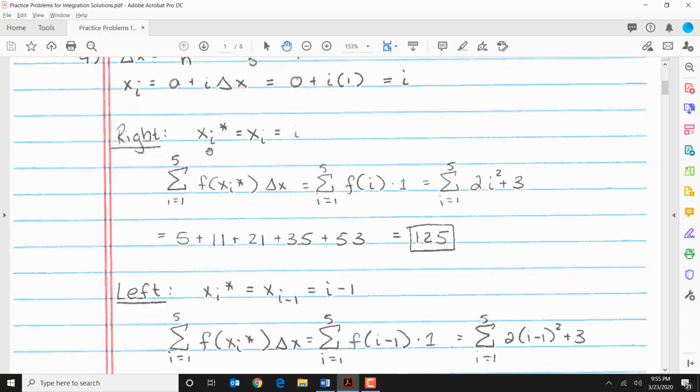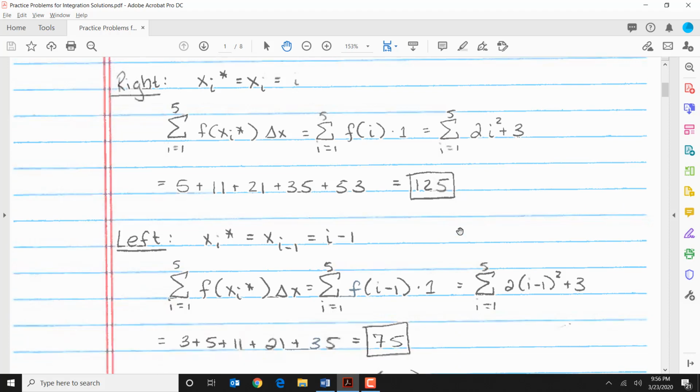Now for the right endpoints, your xi star is going to be i. So we'll do the same thing, except instead our f of xi star will be f at i, which will be 2i squared plus 3. Our delta x is still 1, so then we can plug in 1 to 5, and that'll give us 5 plus 11 plus 21 plus 35 plus 53, which gives us 125.